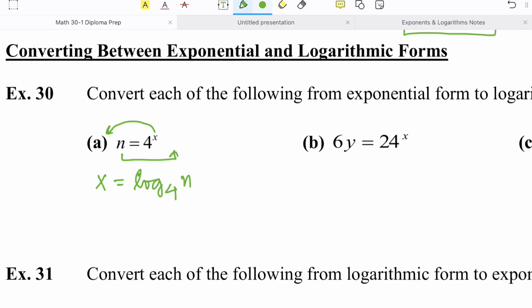Okay, let's move on. Now this one, the equation is given to us. Pause the video and try this on your own. So x is equal to, we're gonna bump and shuffle it back so that it can be log base 24 of 6y, right?